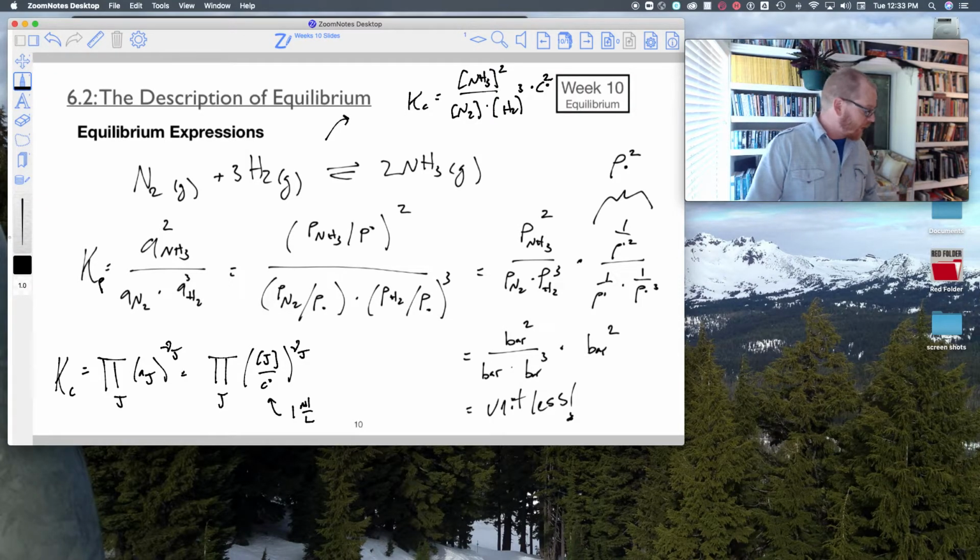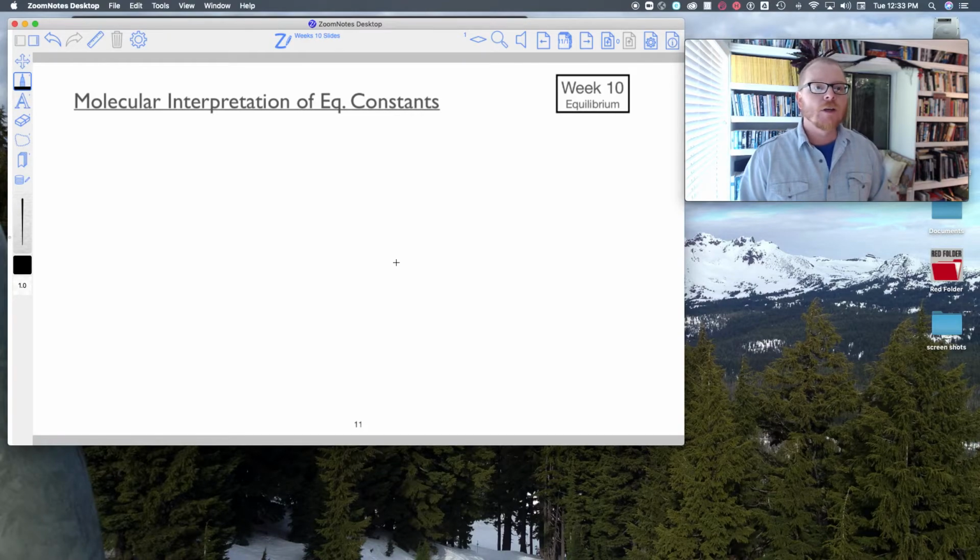So we could spend a whole day going through various examples, but again, I just want to establish what's important, okay? So moving on, the molecular interpretation of equilibrium constants.